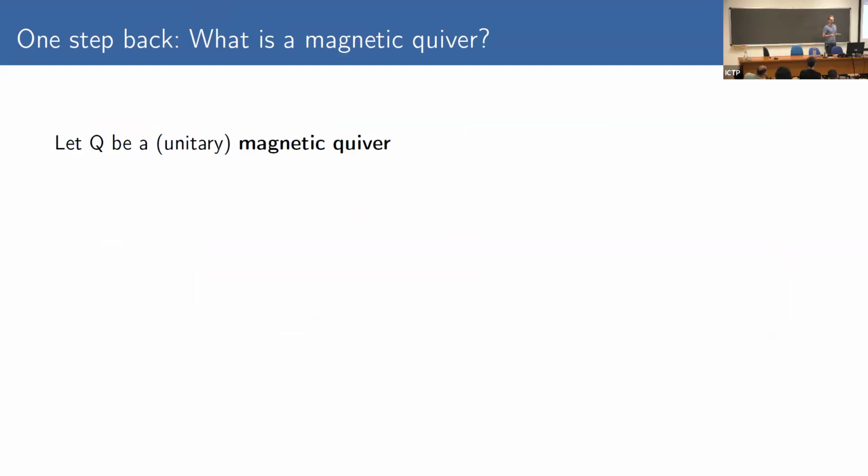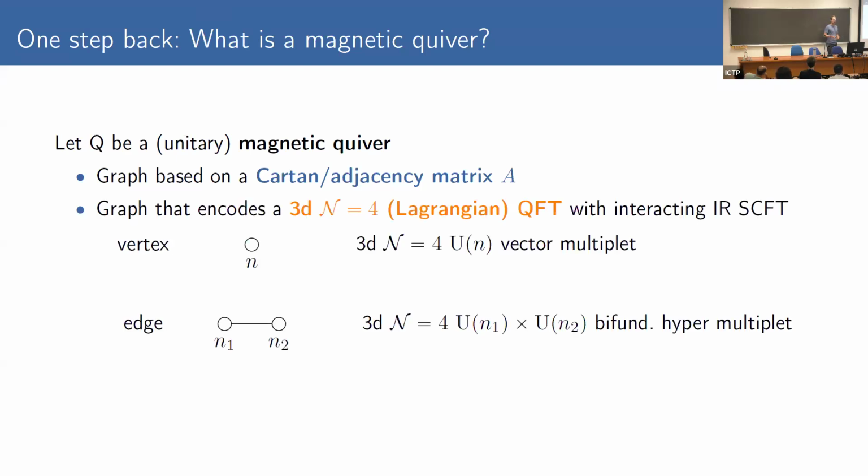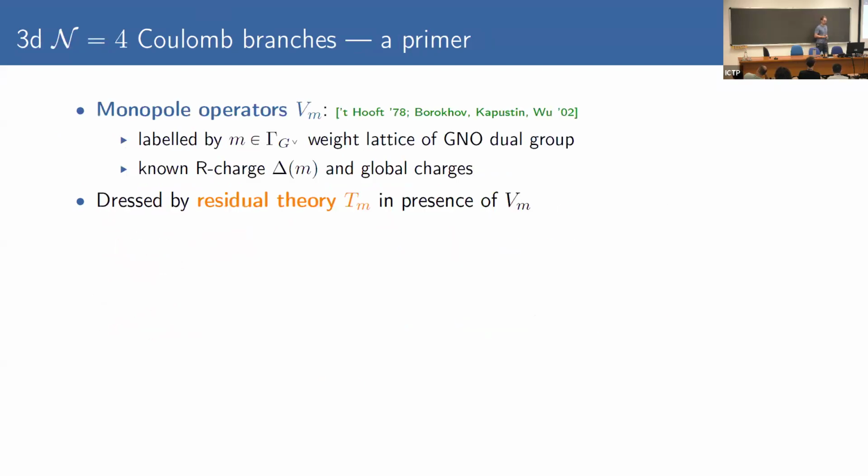So by magnetic quiver, I really just mean I have a graph that is based on some Cartan matrix adjacency matrix, and then I assign to it what I mean by the supersymmetric quantum field theory. So that means I give a meaning to what I mean by the vertices and what I mean by the edges. And in most cases, it's a very vanilla setup. You have some vector multiplets, you have some bifundamental matter, and then you're ready to compute. And magnetic really just means it's the 3D N=4 Coulomb branch that I want. Right, so that's the basics of this.